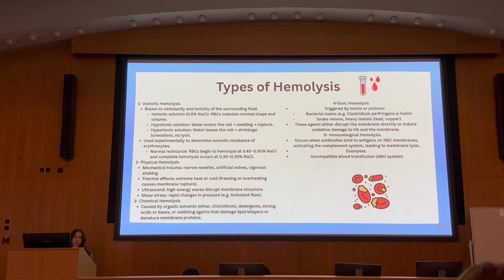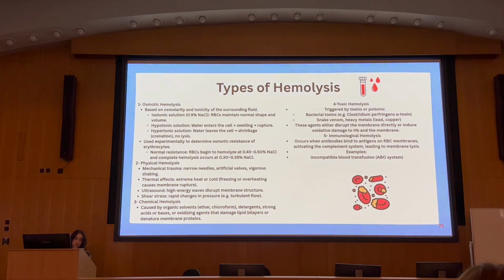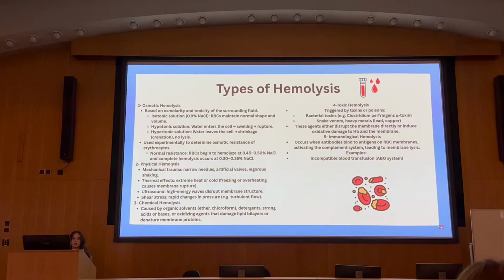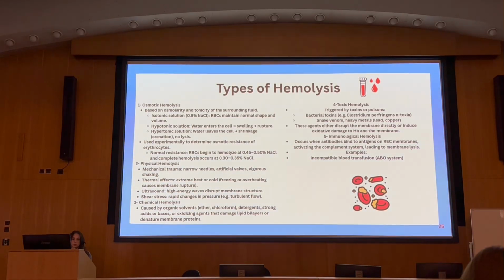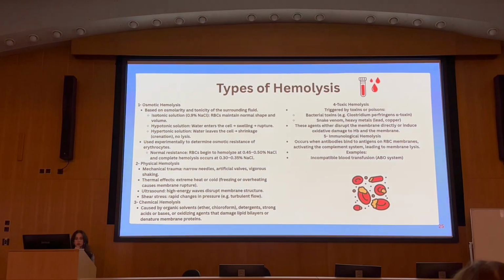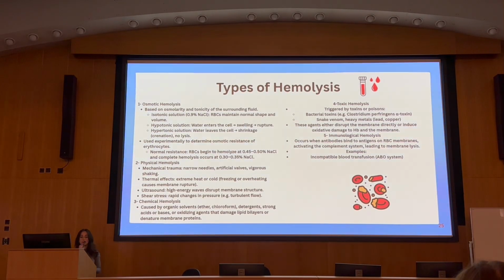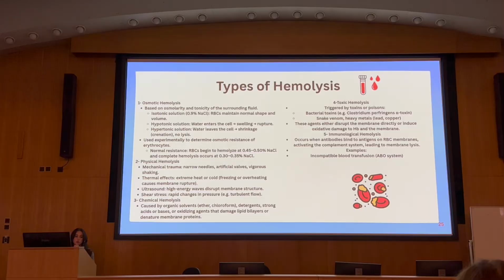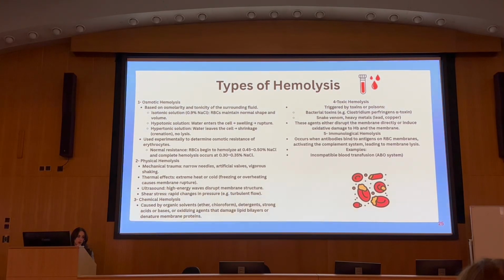Yeah, so first you have osmotic hemolysis. It's based on the osmolarity and the tonicity of the surrounding fluid. This is a piece of information that you do need to know for the credit and for your final. In an isotonic solution, which is 0.9% NaCl, the red blood cells maintain their normal shape and volume. This you have to know.